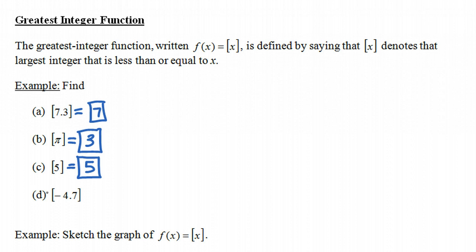Now in part D, be a little bit careful. The greatest integer less than or equal to negative 4.7 is not negative 4. Okay, it's going to be negative 5 because we're looking for an integer that is less than negative 4.7. Okay, and that would be negative 5.